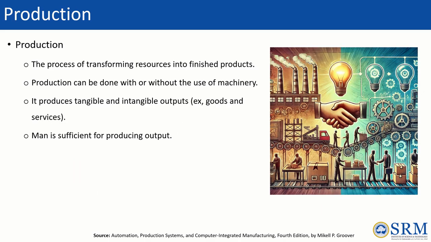Coming to production, production is a broader concept than manufacturing. It refers to transforming resources into outputs, which can either be goods or services. Production may or may not involve machinery. Human labor alone can sometimes produce outputs, especially in service industries. So therefore, while manufacturing always produces physical goods, production includes both tangible products and intangible services.